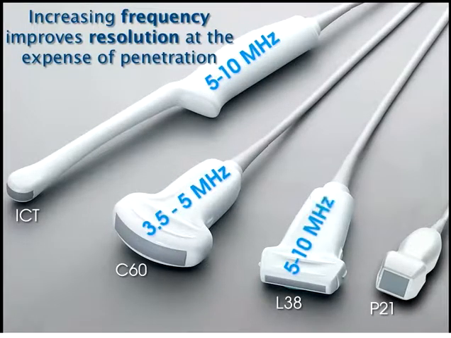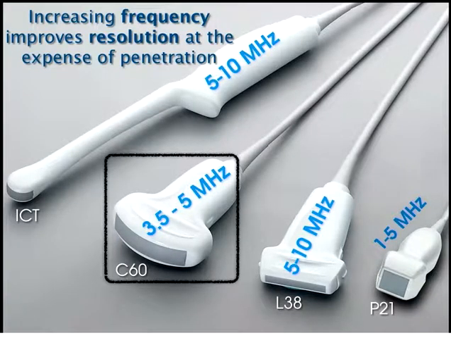In order to decide which transducer to use, it's important to remember the relationship of frequency to resolution and penetration. As you increase the frequency of the transducer, you will have improved resolution at the expense of penetration. So since the bladder is a structure that's down low in the pelvis, we're going to need to penetrate the sound into the pelvis, and the best transducer to use from a transabdominal standpoint is this large footprint, low frequency transducer.